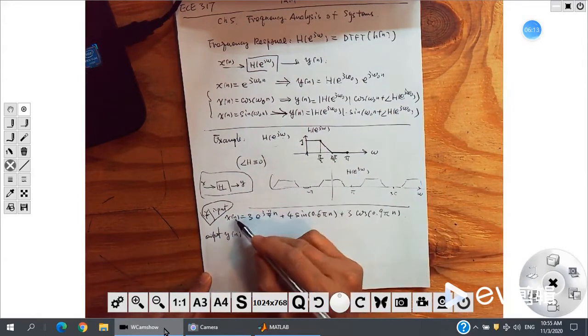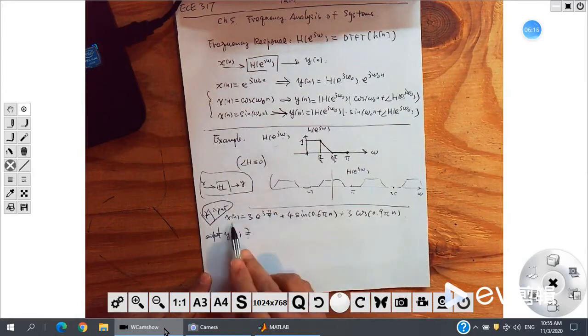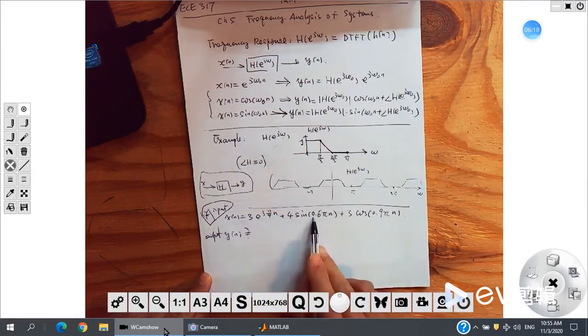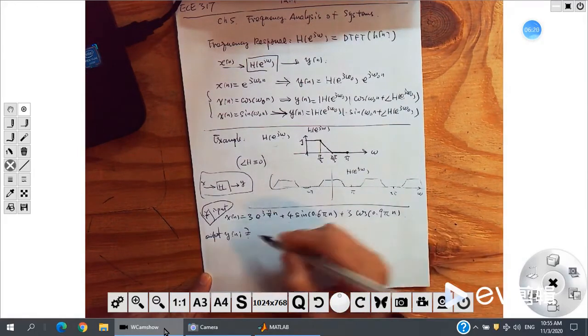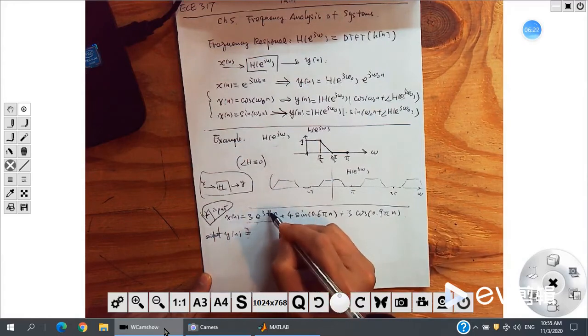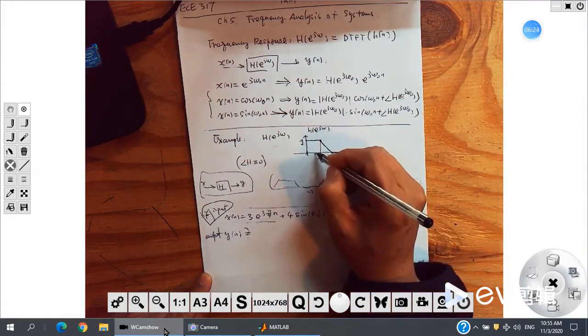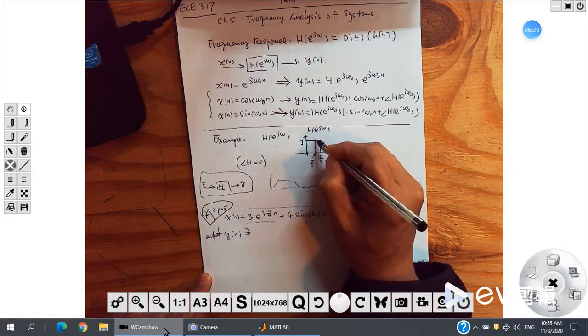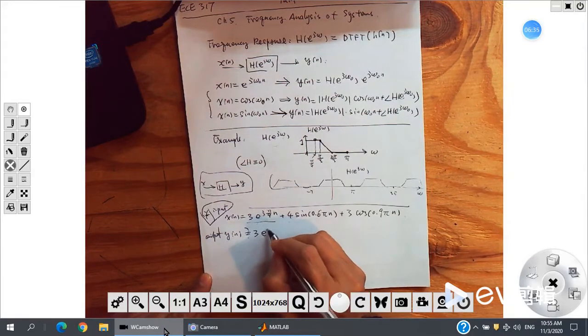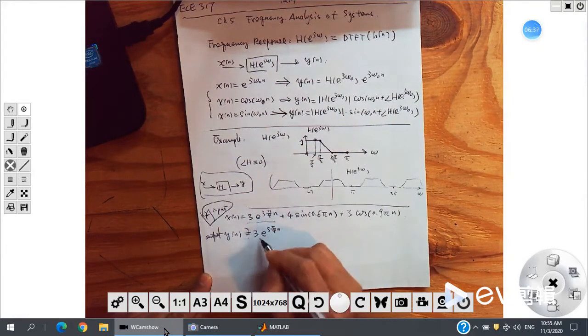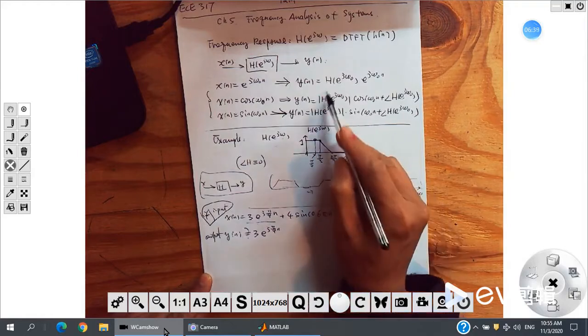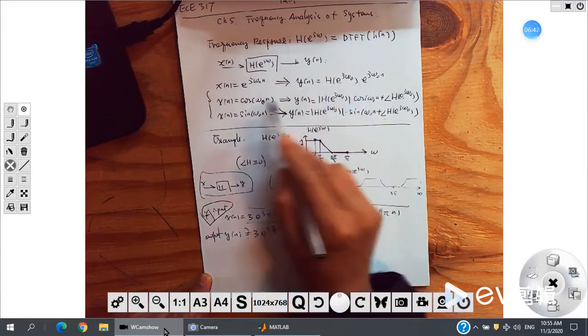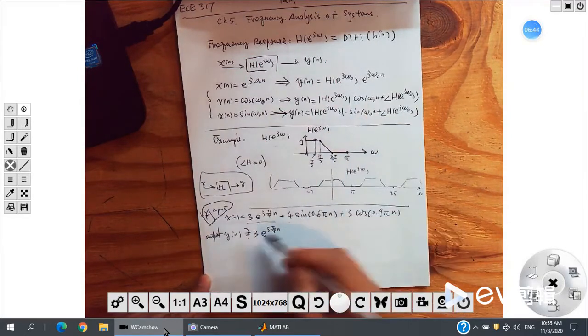Here x contains 3 parts. Each part is a sinusoid. So you check the first one with frequency pi over 4. Pi over 4 should be here. Then going up, you get a 1. Then the output is just 1 times it. So this is 3 e to the j pi over 4 n, 1 times the input. H times the input.